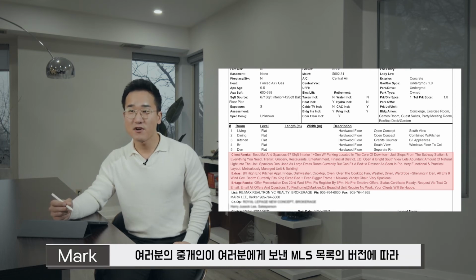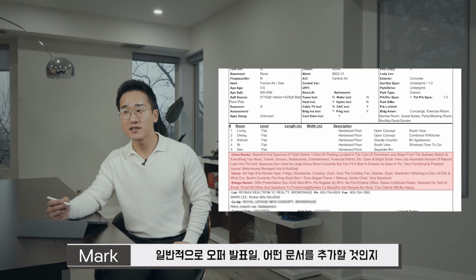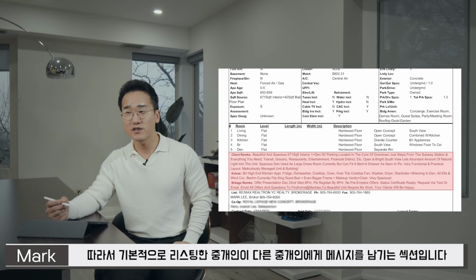The brokerage remarks, depending on which version of the MLS listing your agent sent you, you may see this section or not. It usually contains things like the offer presentation date, which documents are to be added, disclosure whether the seller is related to the listing agent or not. So it's basically a section where the listing agent leaves a message for the other agents.